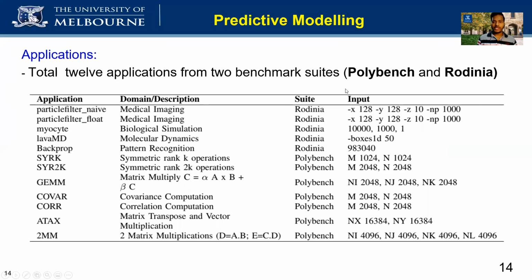Going over what benchmarks we use in this study, our study included 12 total applications from two popular benchmarks in GPUs, that is Polybench and Rodinia. Some of these applications come from different application domains, including medical imaging or biological simulation, while the other set consists of basic mathematical computation, for example, covariance computation or correlation computation. Remember, all of these basic computations are also part of AI, ML, or HPC workloads, where they execute this basic mathematical computation millions of times in their training process. For example, matrix transpose, matrix multiplication, vector multiplication, all of these are done in different applications.